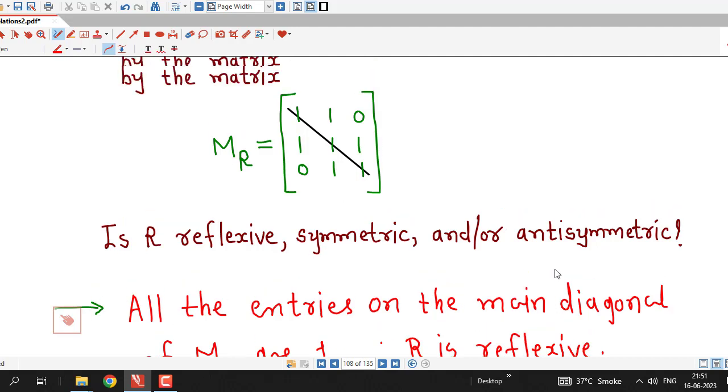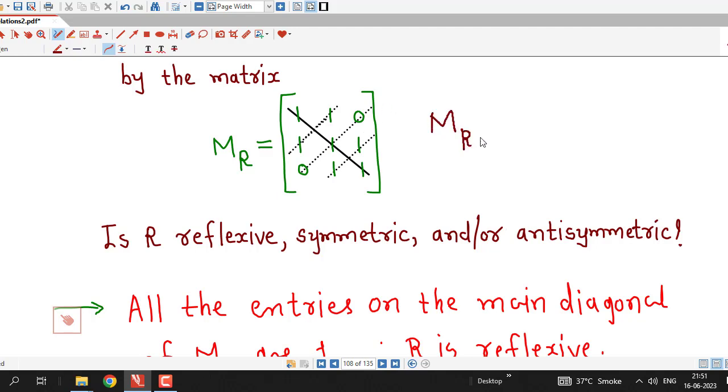For the symmetry property, I have to check whether these entries are symmetric with respect to the main diagonal. So you can see here entries are symmetric with respect to the main diagonal. If I have 1 here, here also I am having 1, 0, then 0, 1, then 1. Or we can observe in this way also.